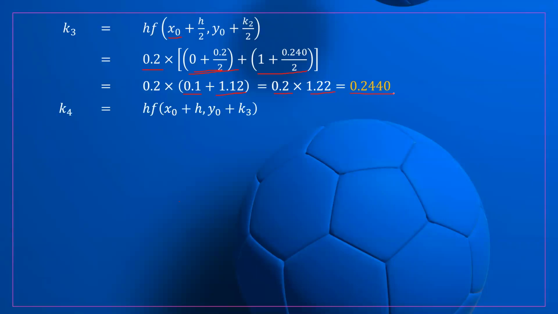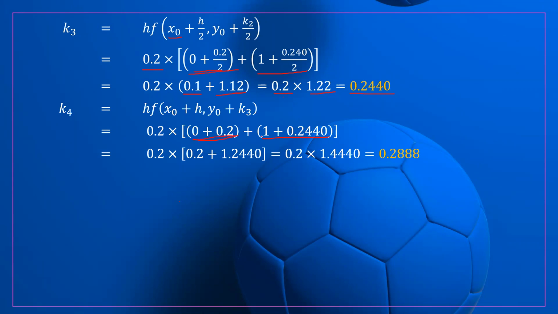And the last, K4, is equal to h f of x0 plus h and y0 plus K3. So it is 0.2, x0 is 0, h is equal to 0.2, 1 plus 0.2440. This is K3. If we simplify it again, it is 0.2 and 1.2440. If we add it, we are getting 1.4440, and it is multiplied with 0.2. So we are getting 0.2888. So this is the value of K4.